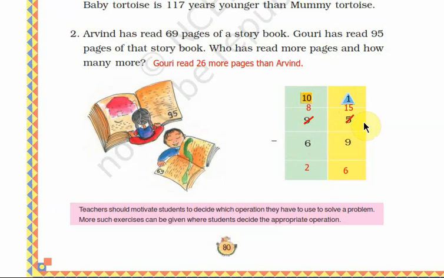Okay, this 5 has become 15. Now you can deduct 15 minus 9. How much is 15 minus 9? You will get 6. And 8 minus 6 is 2. So the answer is 26. So Gauri has read 26 more pages than Arvind. How many pages more did she read? She had read 26 more pages than Arvind. So write the answer here. Gauri read 26 more pages than Arvind.